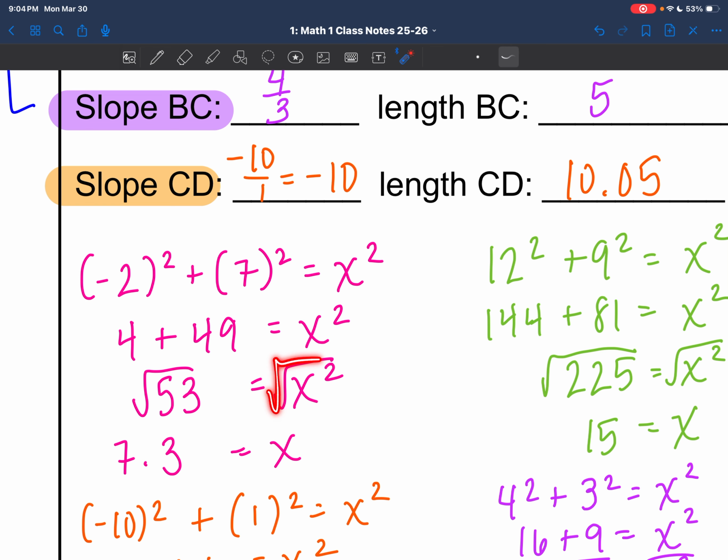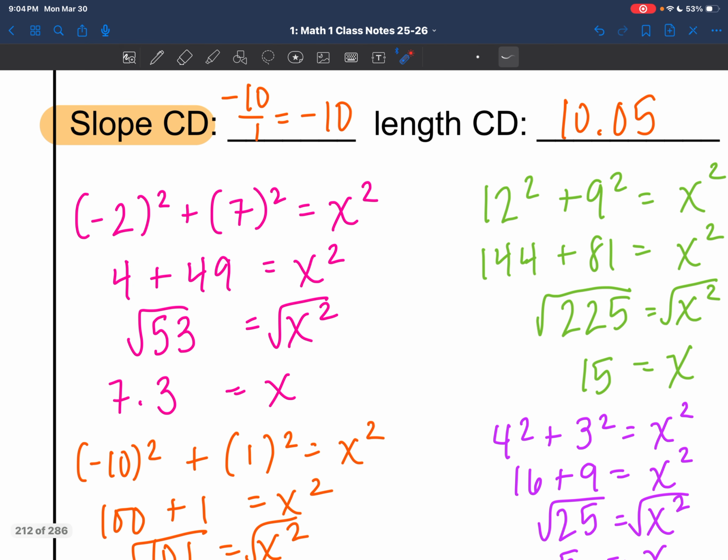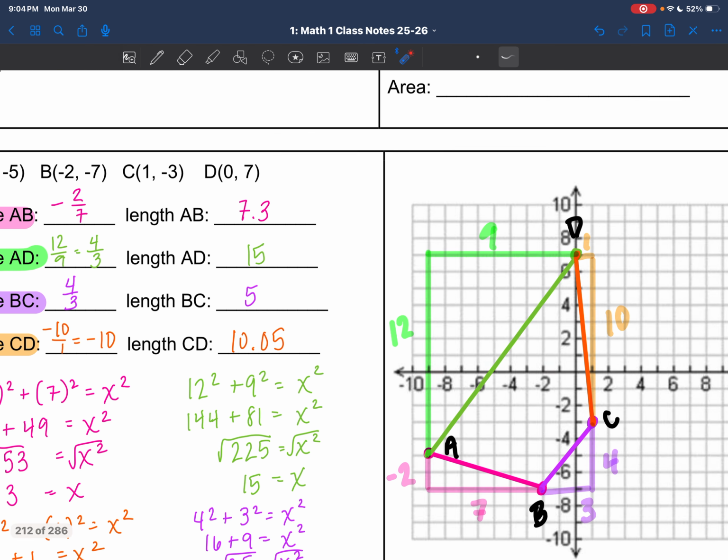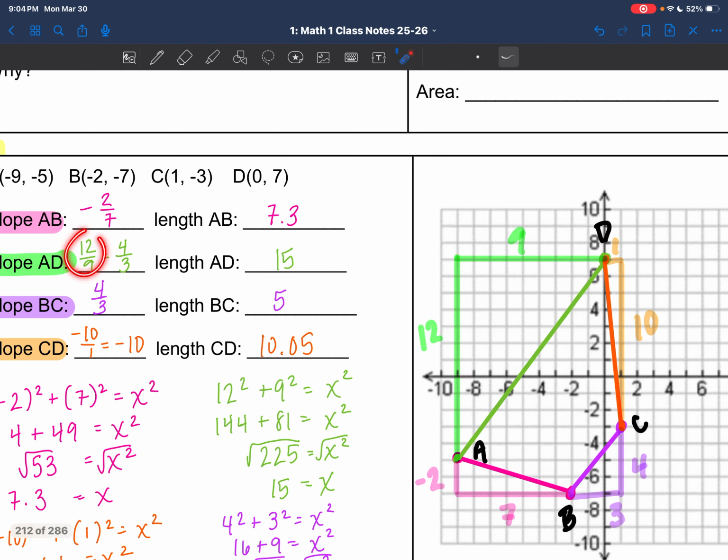And then to undo a square, you have to take the square root of both sides, and you're going to get x is approximately 7.3. So that's how I got my length of AB right there. Now we're going to do the same thing with slope AD. So AD is right here. To get from there to there, I can go up 12, and I can go right 9. And 12/9 simplifies to 4/3. So the slope is 4/3.